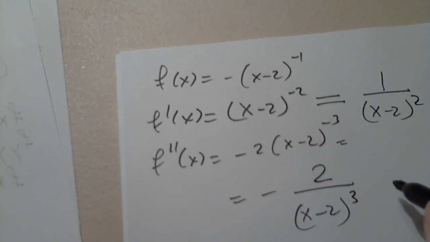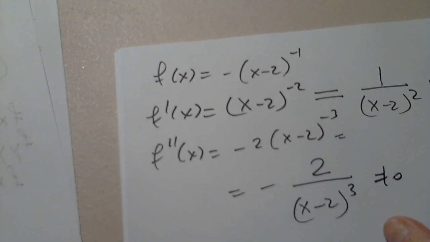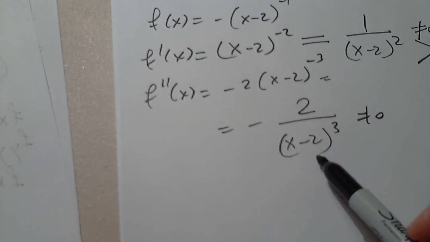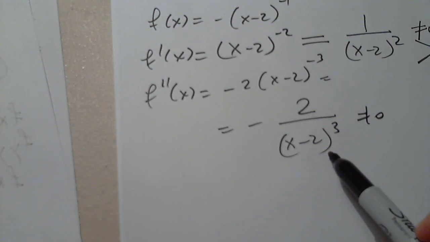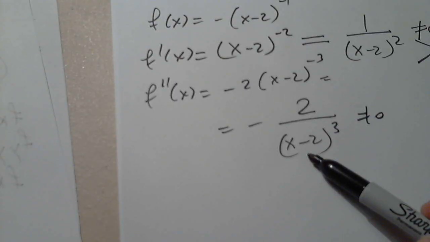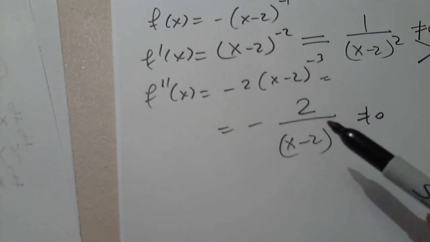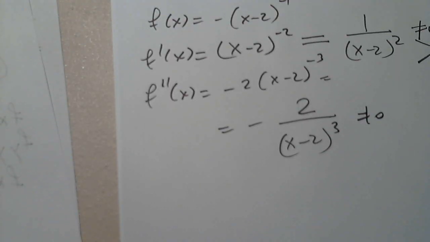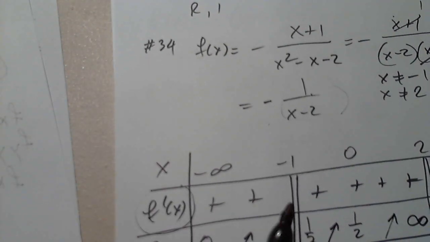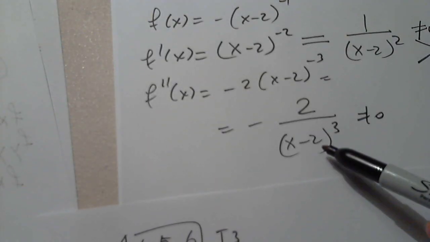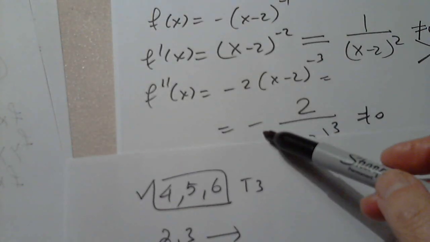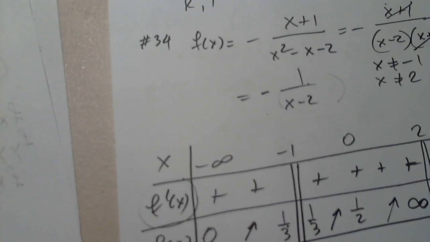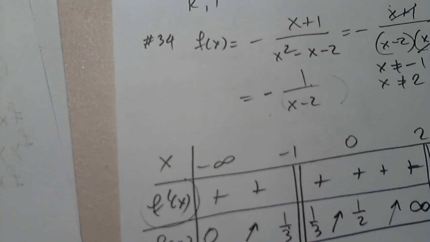Now, I study the second derivative. It's never 0, but this can be positive or negative, depending on x minus 2. If x minus 2 is positive, the whole thing is negative. If x minus 2 is negative, the whole thing is positive. So, to the left-hand side of 2, x minus 2 is negative. So with a negative in front, this will be positive, which means the function has to open up.